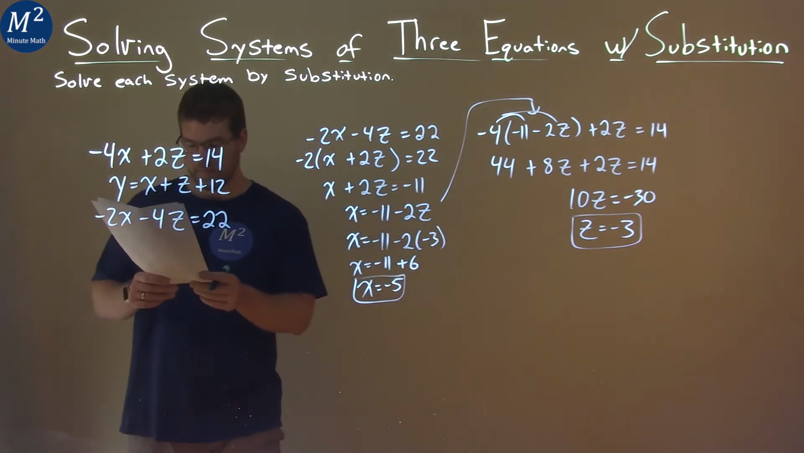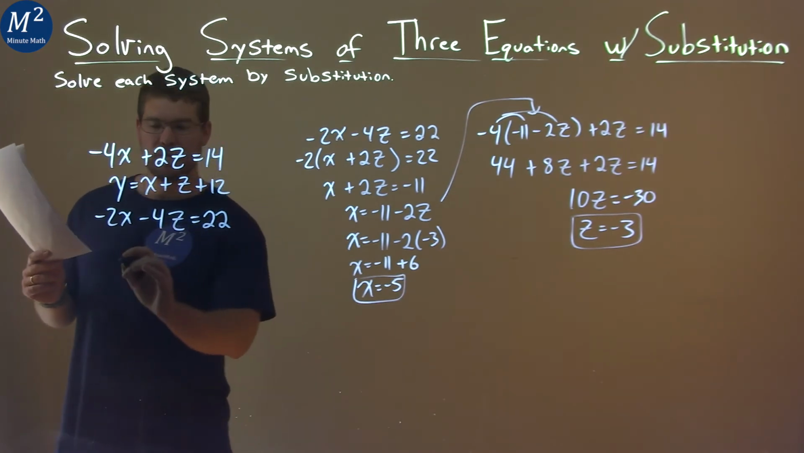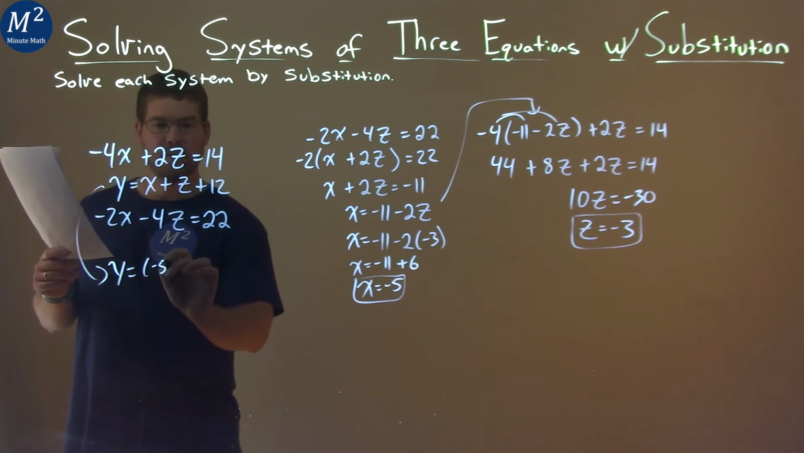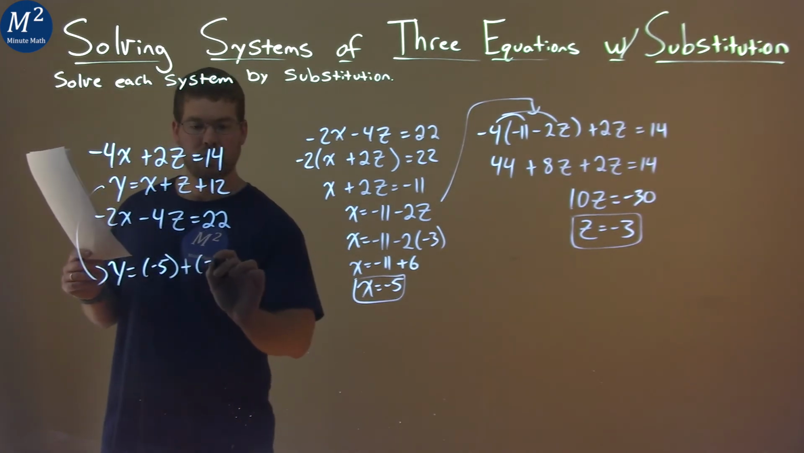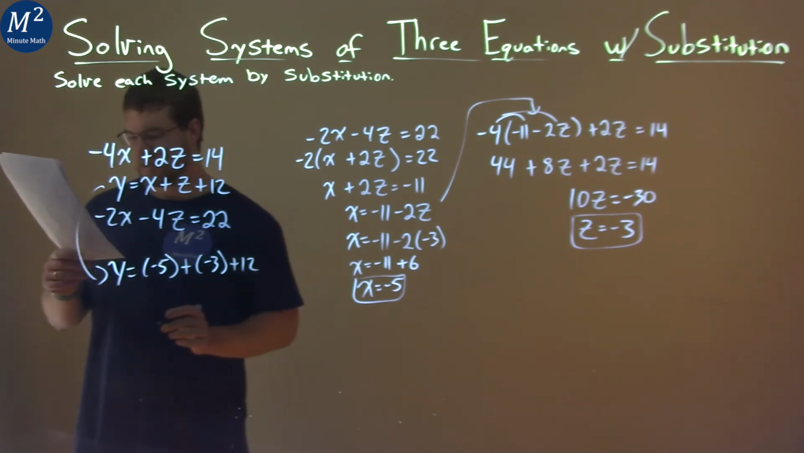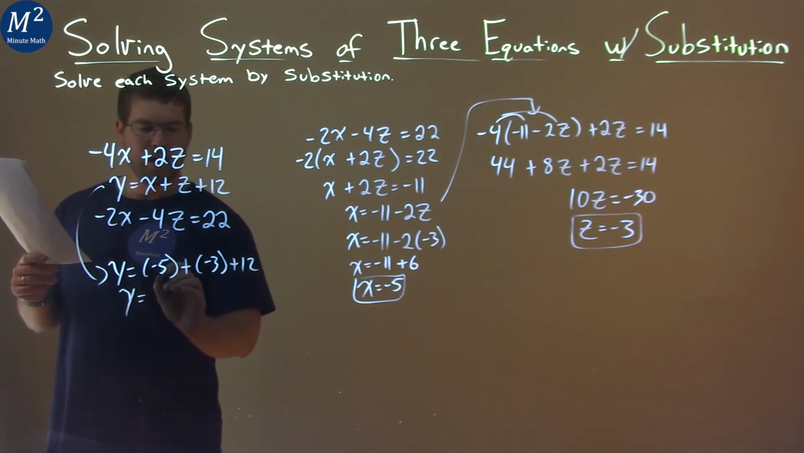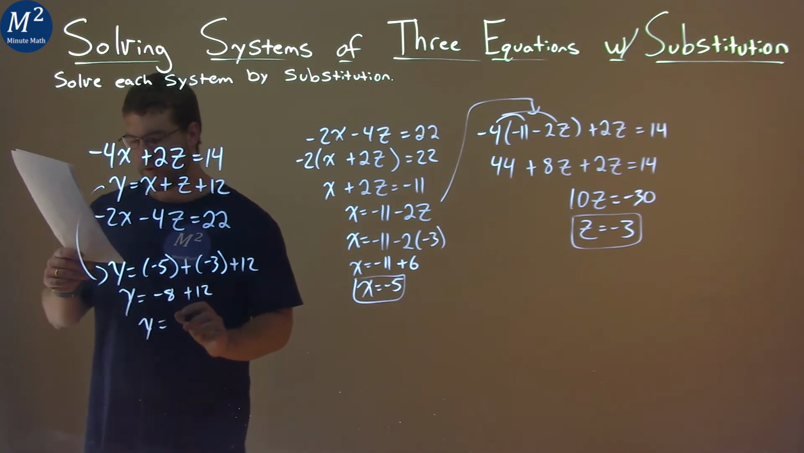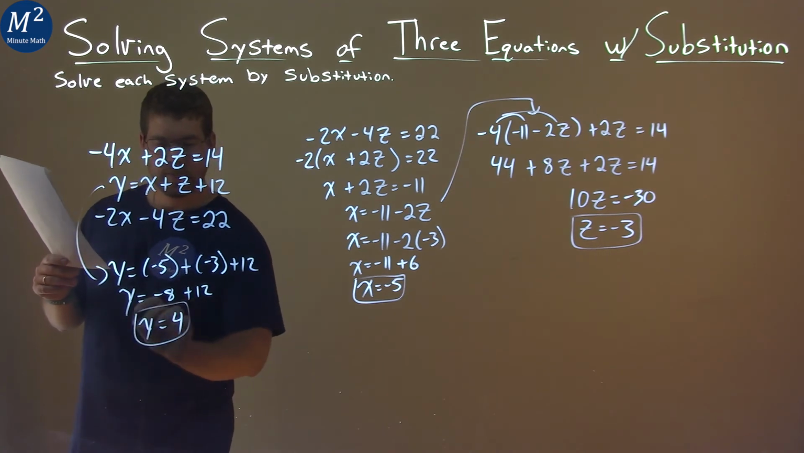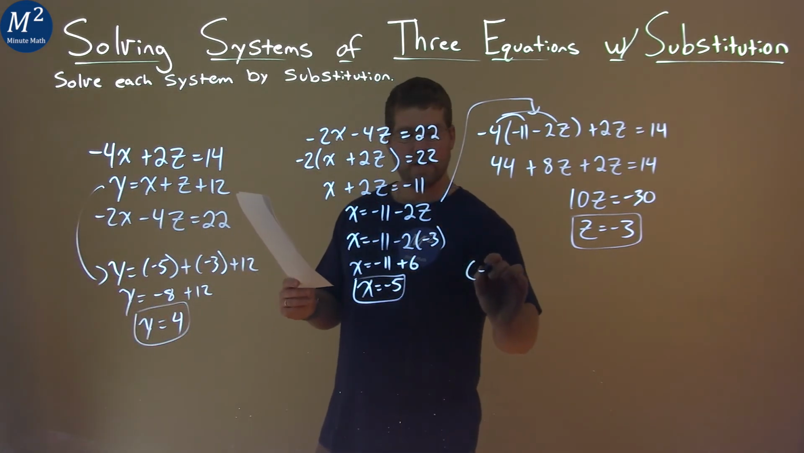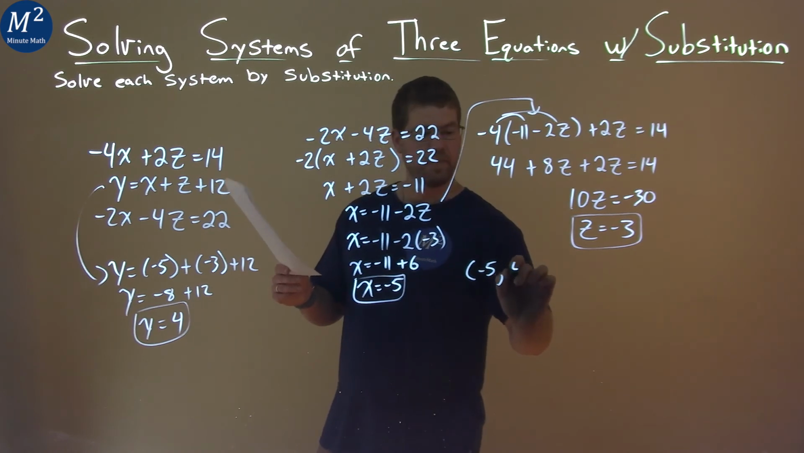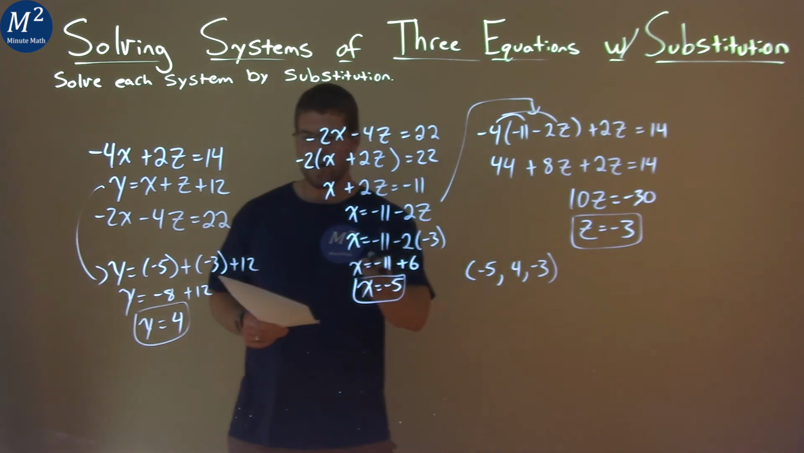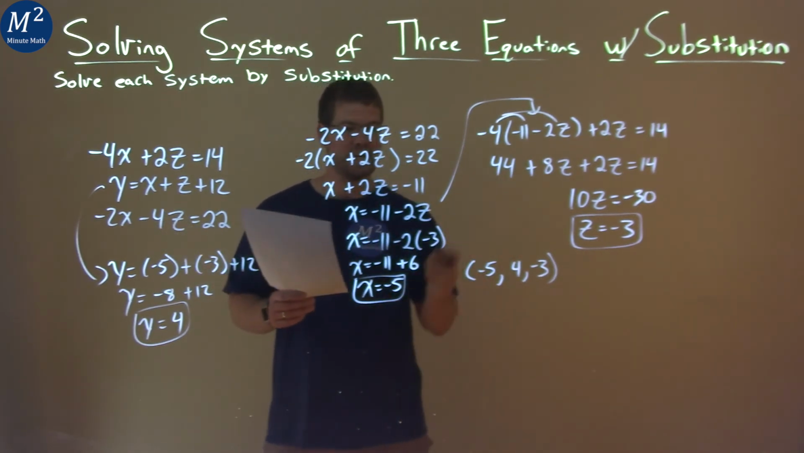Let's find our y. Well, let's look at the second equation. y is already by itself. So y equals, and for x, let's put negative 5 in, and for z, we put negative 3 in, and then plus 12, and let's simplify that. Well, y equals negative 5 plus negative 3, which is negative 8, plus 12. And negative 8 plus 12 is a positive 4. So we can write this as a coordinate point of negative 5, 4, and negative 3. And so our final answer here is x equals negative 5, y equals 4, and z equals negative 3.